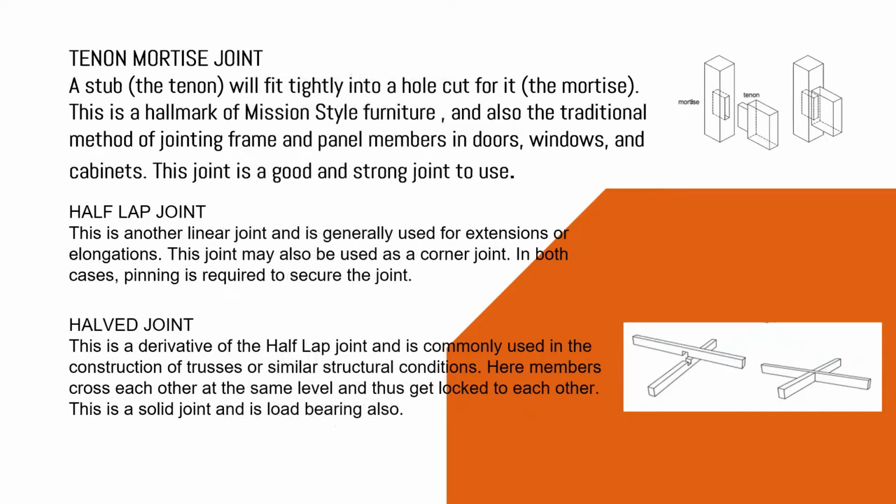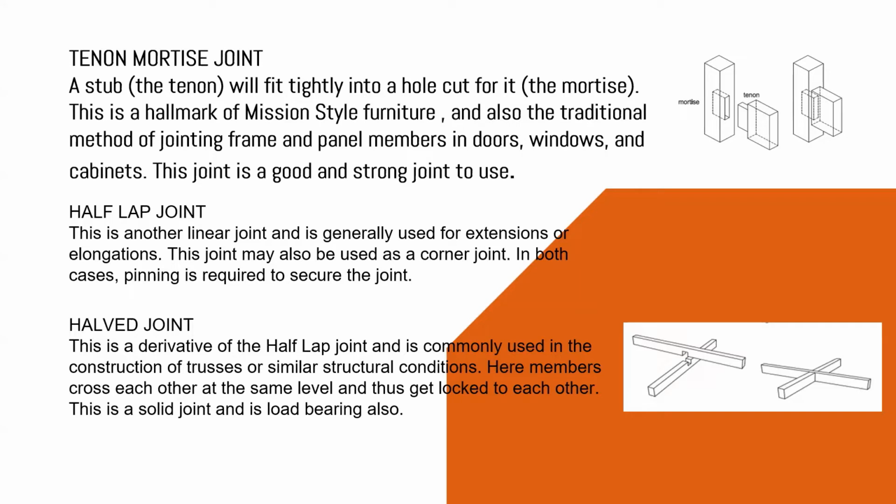Tenon mortise joint. The tenon will fit tightly into a hole cut for it, the mortise. This is a hallmark of mission style furniture and also the traditional method of jointing frame and panel members in doors, windows and cabinets. This joint is a good and strong joint to use.